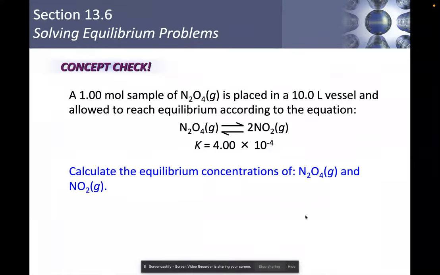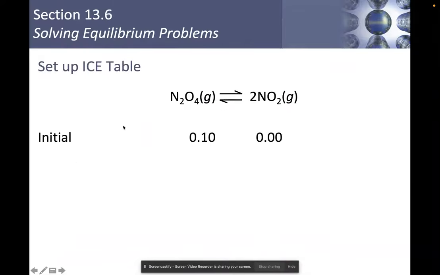All right, let's try a different one. What if I have 1 mole of N2O4 in a 10-liter vessel and I allow it to reach equilibrium according to the following equation? All right, calculate the equilibrium concentrations and it gives us a K value. Perfect, right? What's the key? 1 mole, 10 liters. That's 0.1 moles per liter. Don't forget, this is the K value. All right, again, and notice it's already balanced. That's kind of nice, right? Already balanced for us.